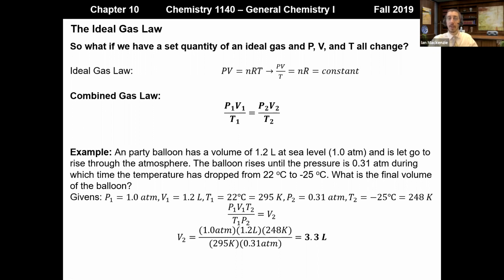So that's how we would use the ideal gas law rearranged to the combined gas law to solve for variables where all three, the pressure, the volume, and the temperature, are changing, but the amount of gas is not changing.